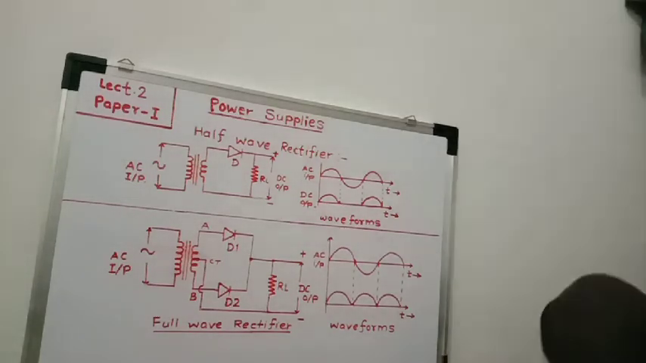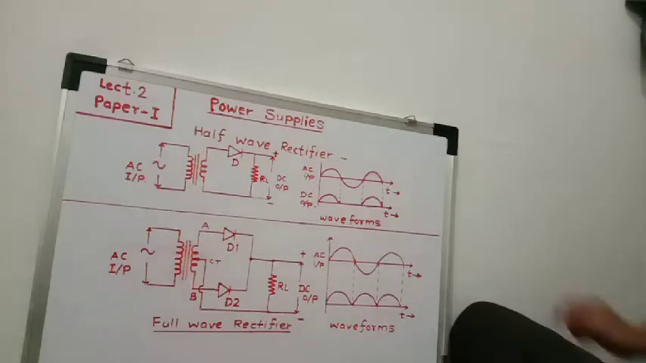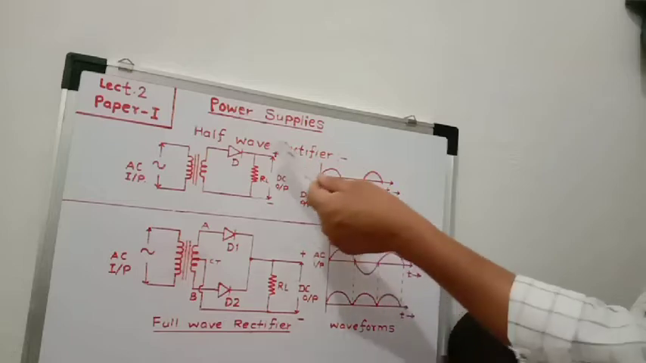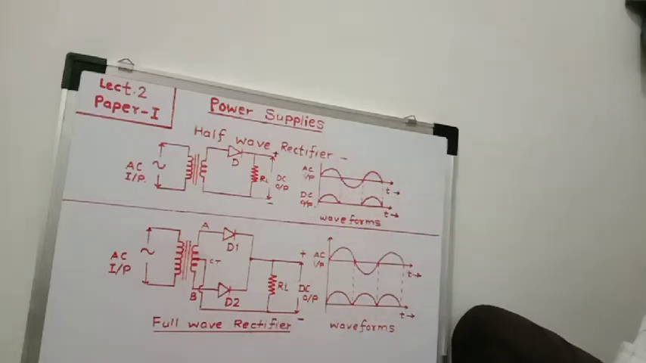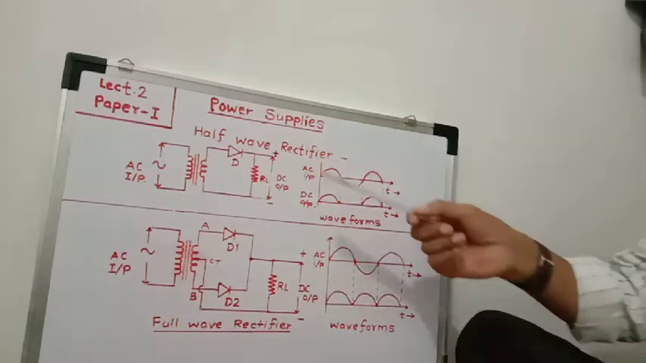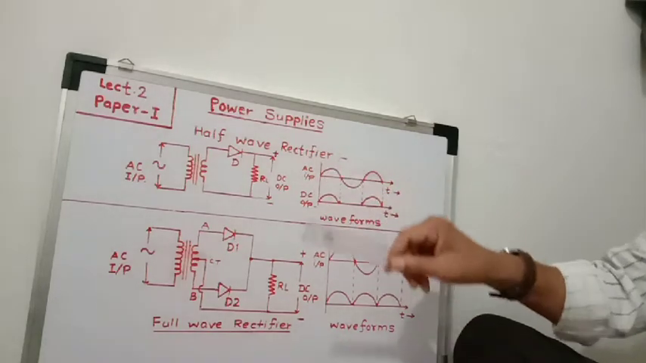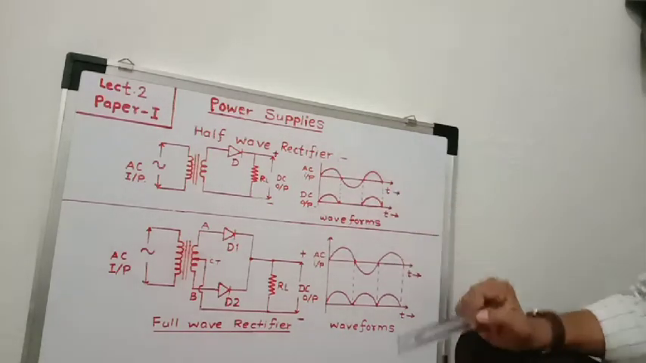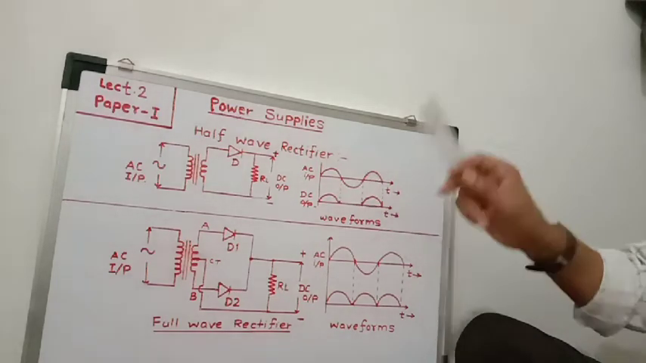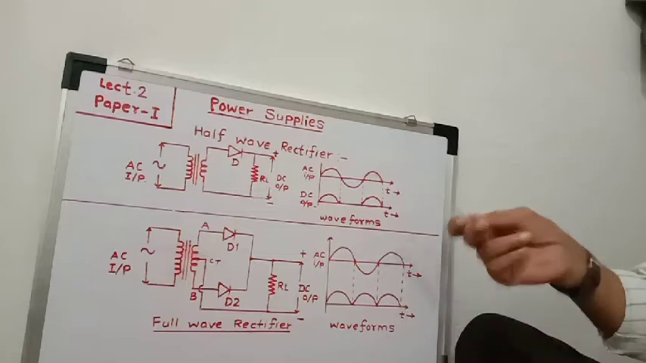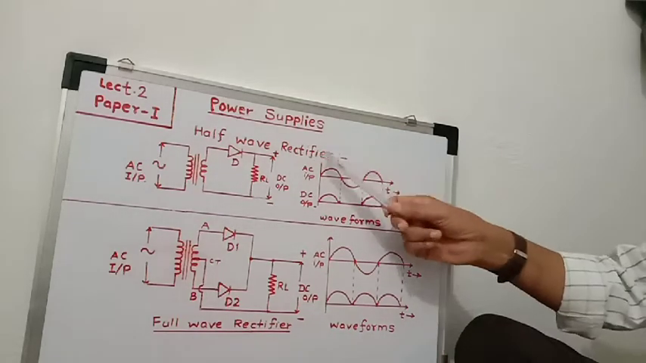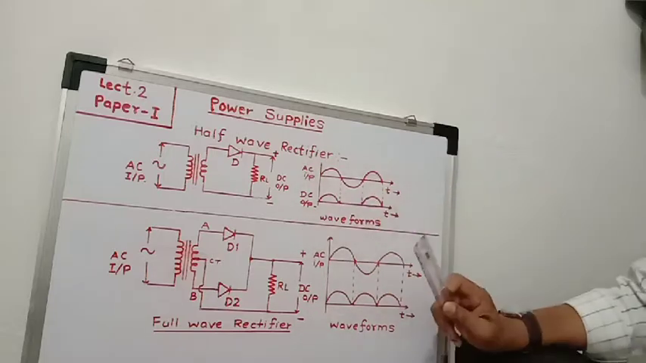Hello students, today we will start two types of rectifier circuits, half wave rectifier circuit and full wave rectifier circuits. Okay, so what is a rectifier? A rectifier is a device which converts AC voltage into DC voltage, that is, alternating current voltage into direct current voltage. So this is the function of a rectifier.